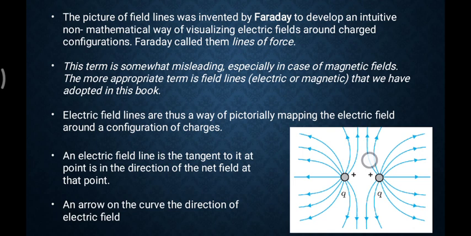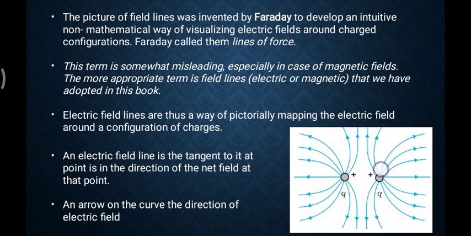Why are we taking the electric field line concept in our physics? Because we have to visualize, we have to see something, because it is not visible. It exists, but it is not a visualizable thing. So for the purpose of visualizing, we made the electric field line concept around the charge configuration, which Faraday at that time called a line of force. This term is somewhat misleading, especially in the case of the magnetic field. The more appropriate term is field line.